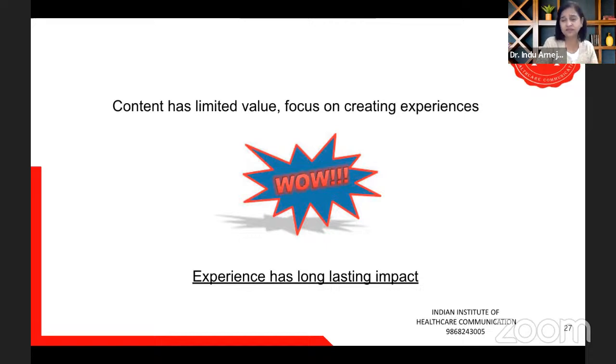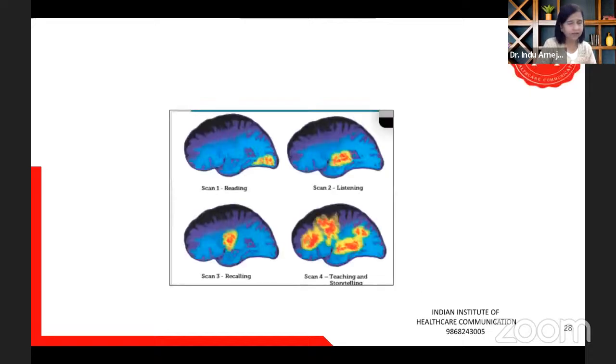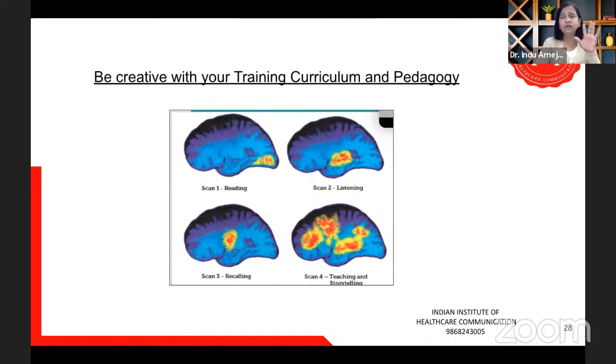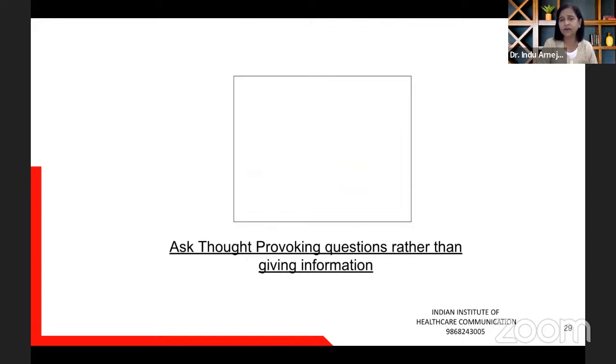Focus on creating experiences. The more opportunities you create to have an experience, the more long-lasting the impact. We all know that when you engage only the visual part, for example showing them a PPT, you are using just one small part of the brain. Or if they are just listening to the speaker, again we are using a small part of the brain. But if you are using all senses, the person automatically gets engaged and there is less chance of distraction. So we have to be creative with our training curriculum, pedagogy and delivery so that all faculties are engaged and they don't get distracted.